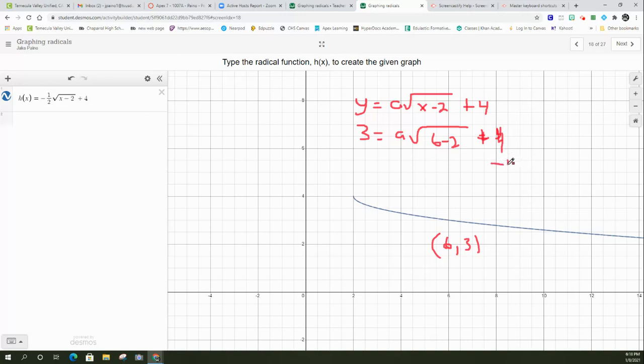So I subtract 4 from both sides. I get negative 1 equals a times the square root of 4. And the square root of 4 is just 2. So I get negative 1 equals 2a. Divide by 2, so a equals negative 1/2. So we can algebraically figure out a, or we could use that pattern over 1, up and down how many.